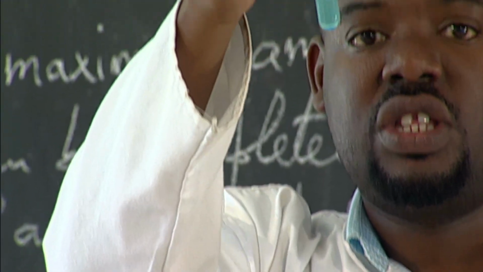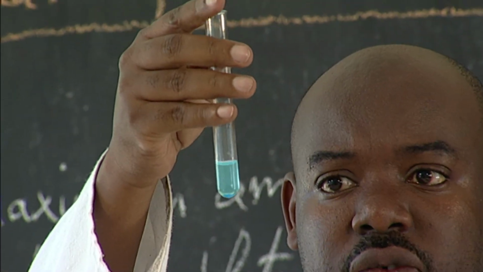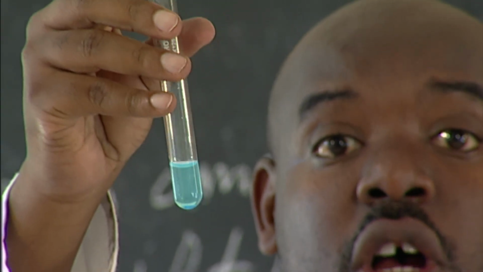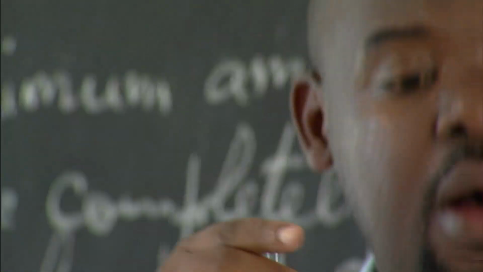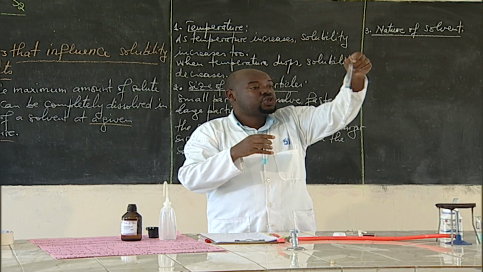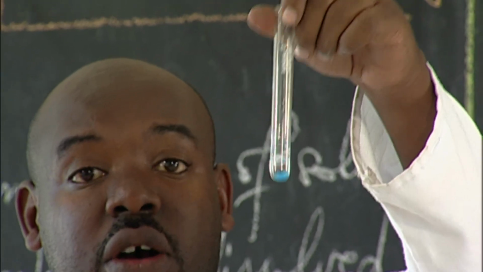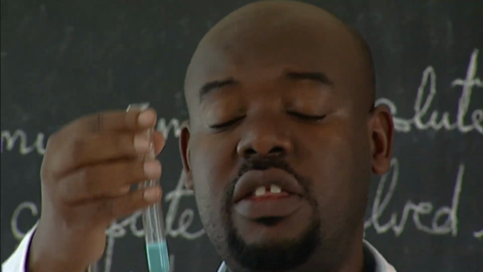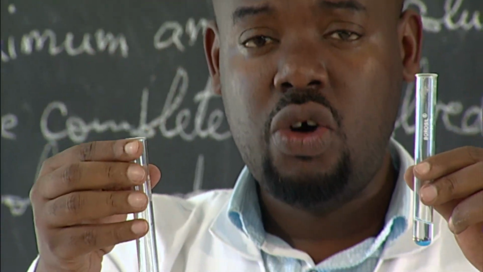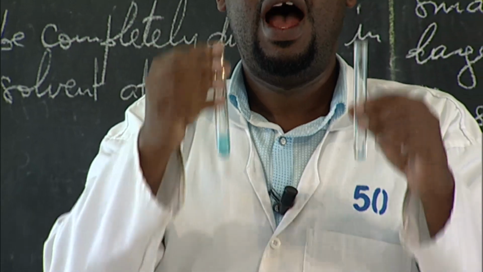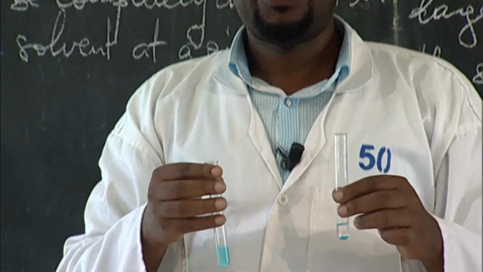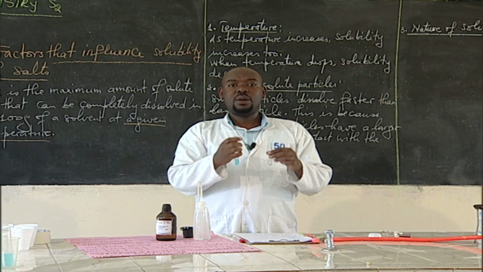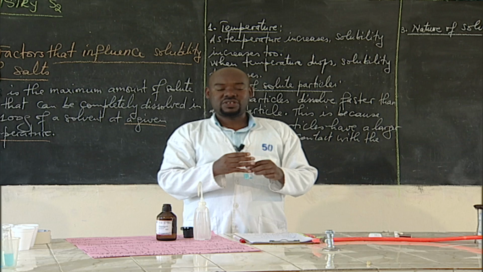You can see that this solution, where we have water as a solvent, is becoming blue, and the solute particles are disappearing. So the solute or the salt is dissolving. But here there is no dissolution. The solute is not dissolving. Why? Because we have an organic solvent. This is hexane, and this is water. So depending on the nature of your solvent, a solute can dissolve or not. Salts are soluble in inorganic solvents, but insoluble in organic solvents.